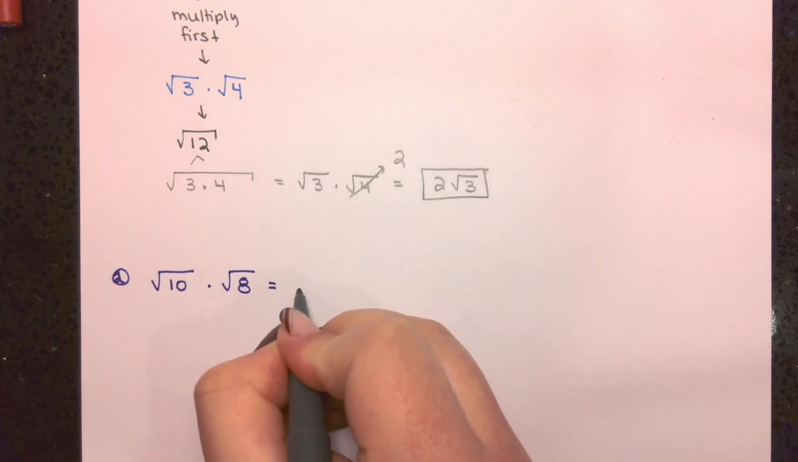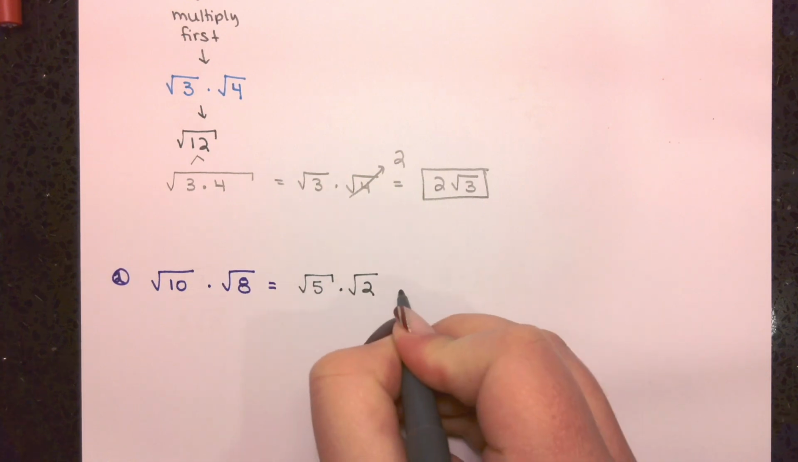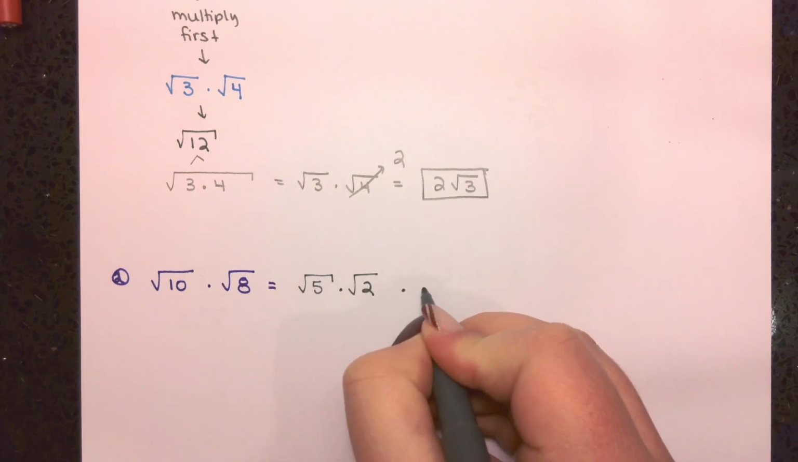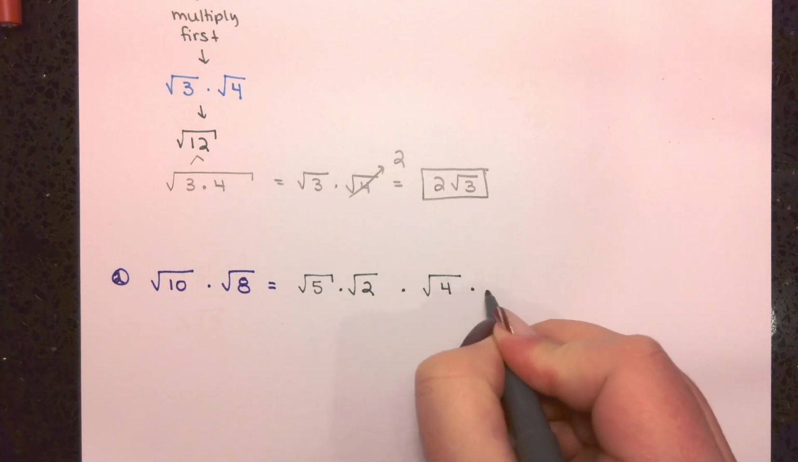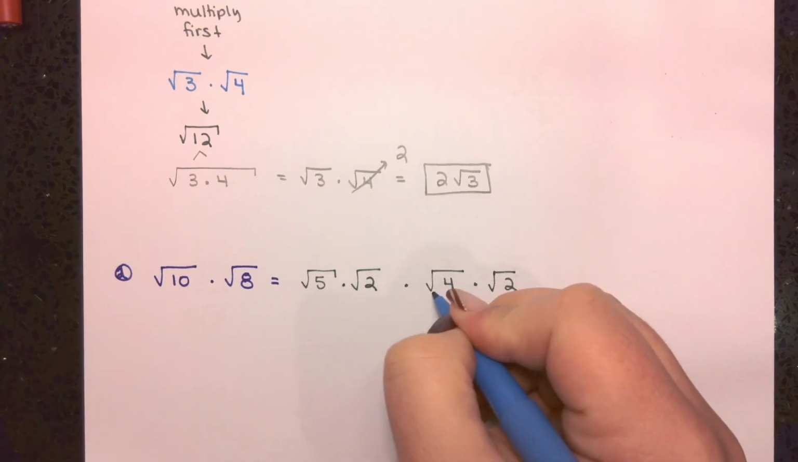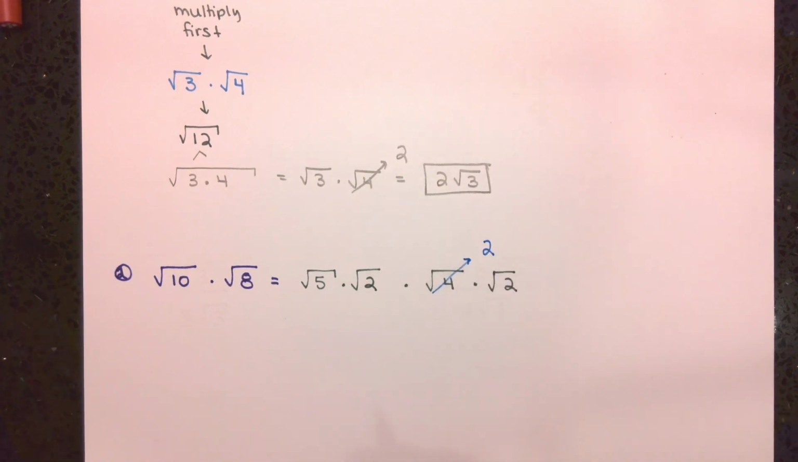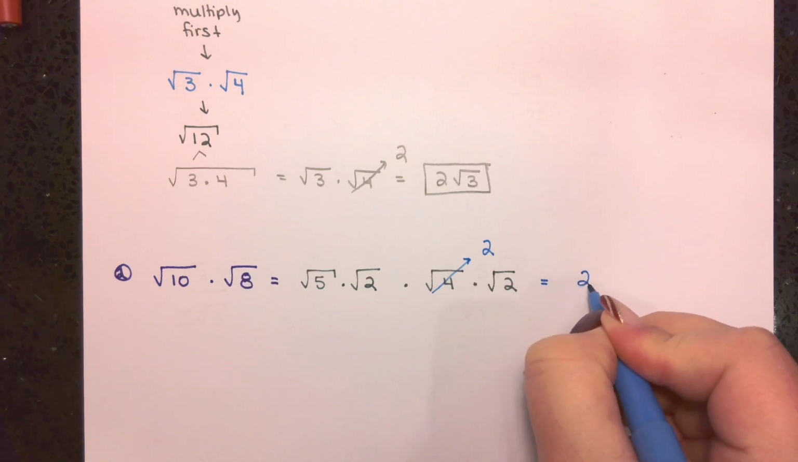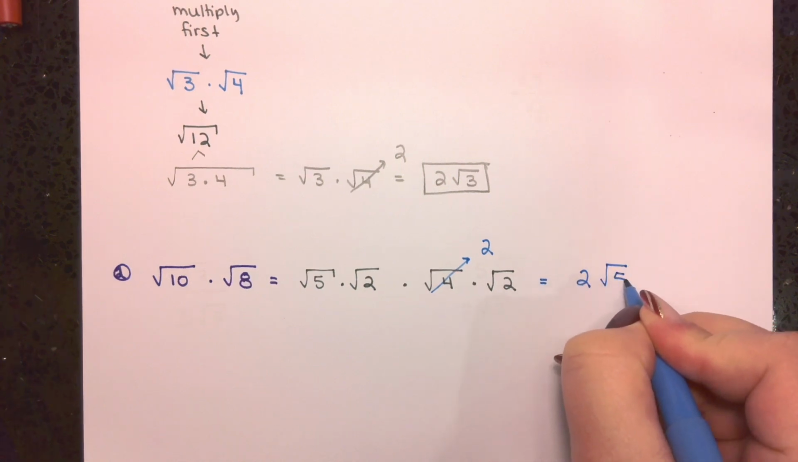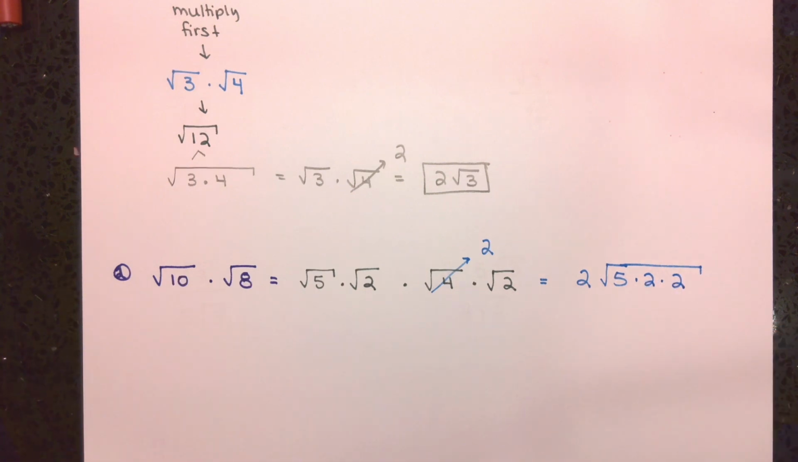We have the square root of 10. The square root of 10 is just the square root of 5 times 2. And then we have the square root of 8, which is the square root of 4 times 2. Immediately, I'm doing a mini happy dance because I see a 4. The square root of 4 is 2. So that means, what do we have? We have 2 on the outside. We have the square root of 5 times 2 times 2 on the inside.